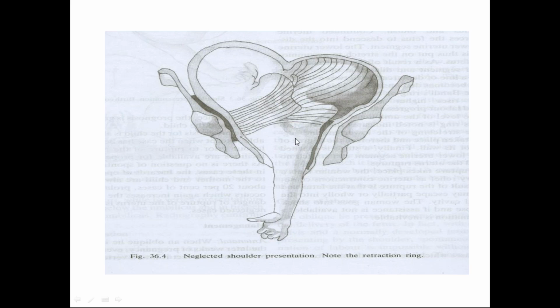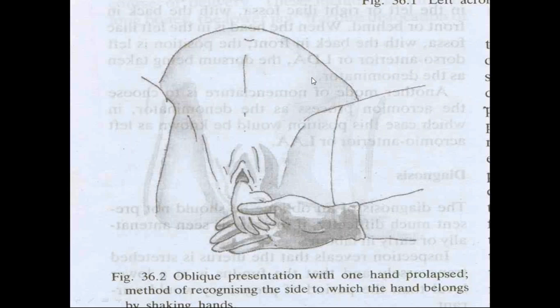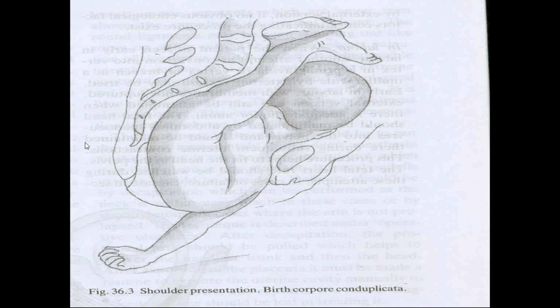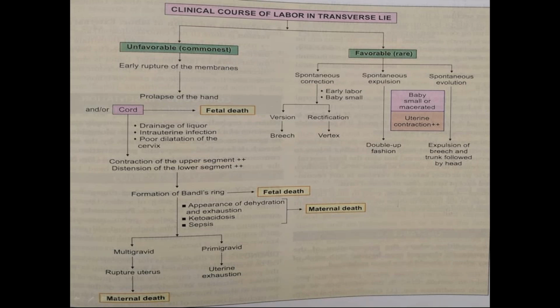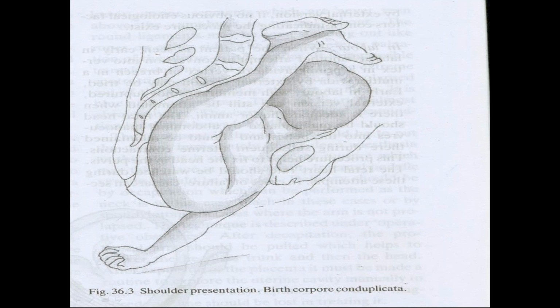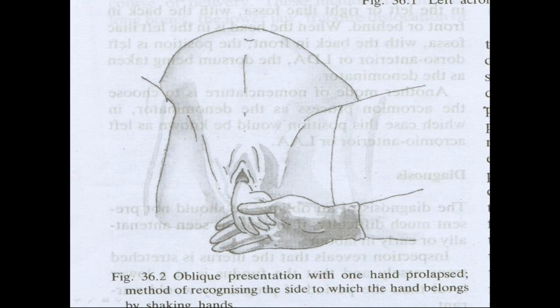That only tells you whether the dorsum is on the right side or on the left side. Here the positions are dorso-anterior, dorso-posterior, dorso-superior and dorso-inferior. Instead of having an anterior, transverse and posterior, we have dorso-superior, dorso-inferior, dorso-anterior and dorso-posterior. So there is no normal mechanism of labor. If you want to know, you have to give a shake hand to the baby.